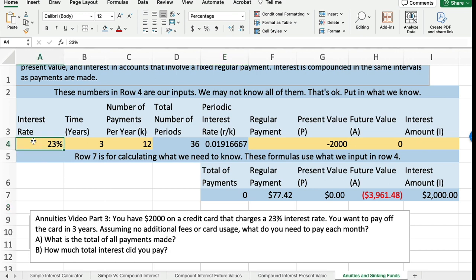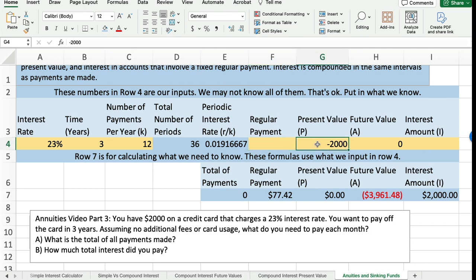That's in cell A4. That's pretty straightforward. The time in years is 3 years. That's pretty straightforward as well. The number of payments per year is 12 because we're paying each month. These two we leave alone. Regular payment, we're solving for that, so we leave that blank for now.